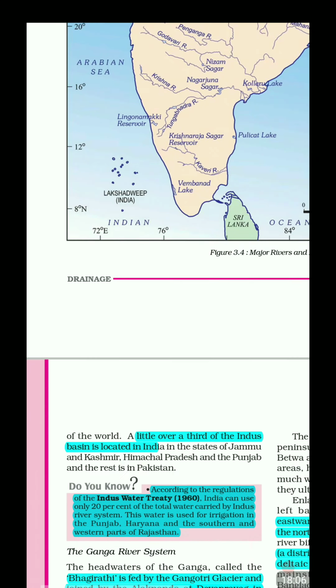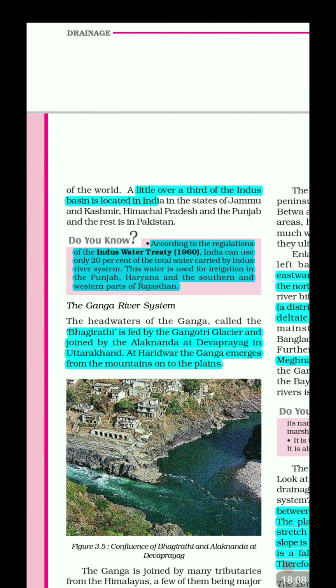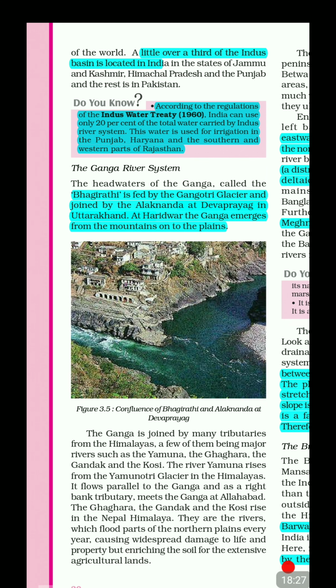Total length 2900 kilometers. More than one third of the Indus River basin lies in India, and according to the Indus Water Treaty signed in 1960, India can use 20% of the water of the Indus River basin. The next is the Ganga river system.